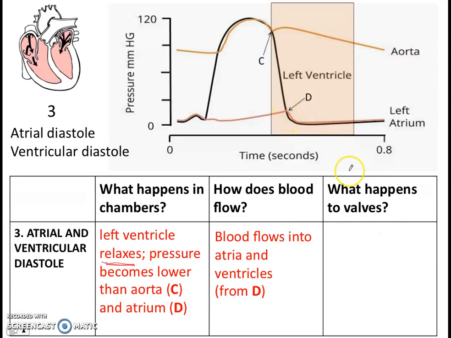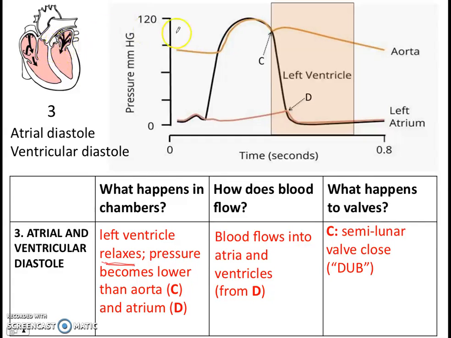Alright, so what happens to the valves? Now at point C, the semilunar valves close, and that gives you the dup sound. So the lup dup, the second sound of the heartbeat, comes from point C when the semilunar valve in the aorta closes. And that's because at point C, the blood pressure in the left ventricle drops below the aorta. So if the semilunar valve doesn't close, then blood will flow back from the aorta into the left ventricle.